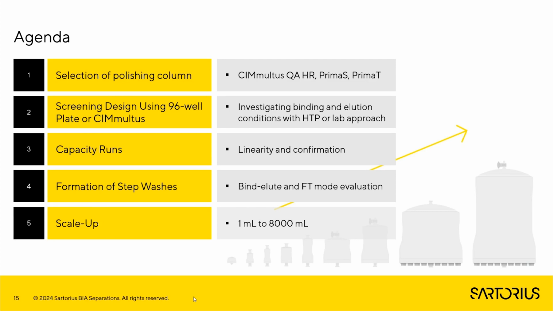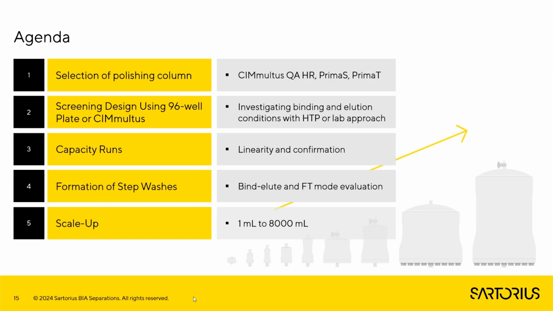So the agenda for today is really we will go through how you design from the process development stage and then up to the scaling up into the manufacturing. So we will start with the selection of polishing column, and we will use the showcase of our three toolbox or three columns that we use, which is the QA HR line, the Prima S and the Prima T column.